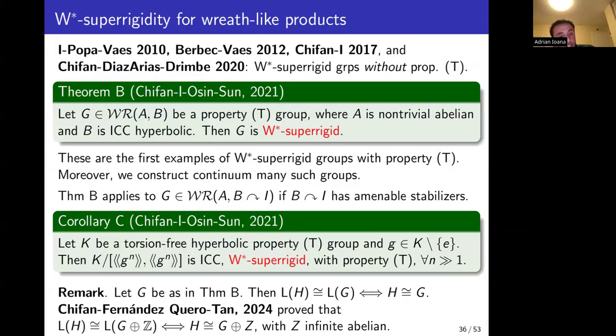What the result shows is that if you now replace G by G times Z, the direct sum with the group Z, this is no longer an ICC group, it's a group with center. And so the question is to what extent can you recover G from the von Neumann algebra of this non-ICC group? So what they showed is that L of H is isomorphic to L of G direct sum with Z if and only if H itself is the direct sum of G with an infinite abelian group Z.